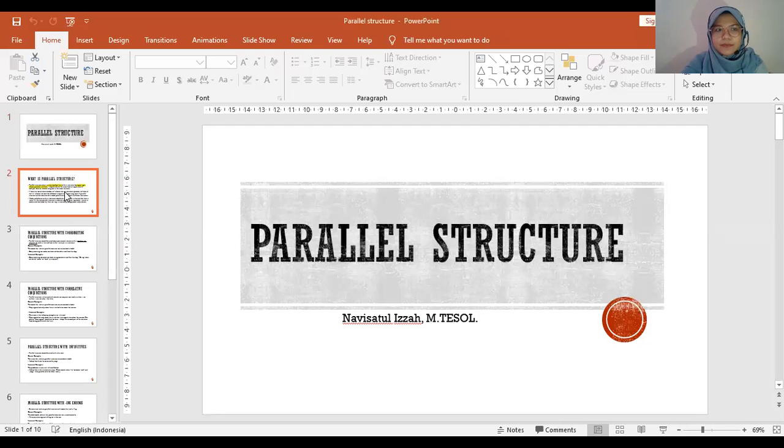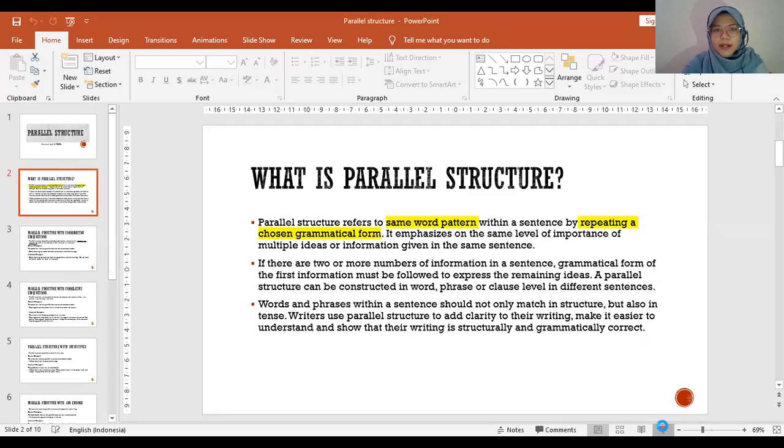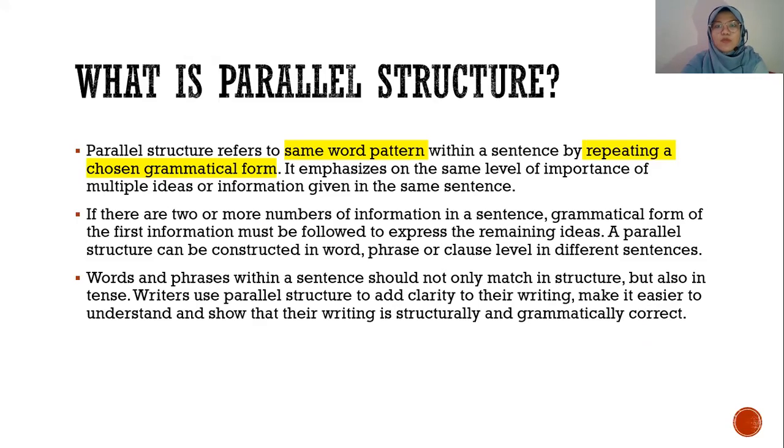So we will start with what is parallel structure. Parallel structure refers to the same word pattern within a sentence by repeating a chosen grammatical form. So parallel structure emphasizes the same level of importance of multiple ideas or information given in the same sentence. If there are two or more pieces of information in a sentence, the grammatical form of the first information must be followed to express the remaining ideas.